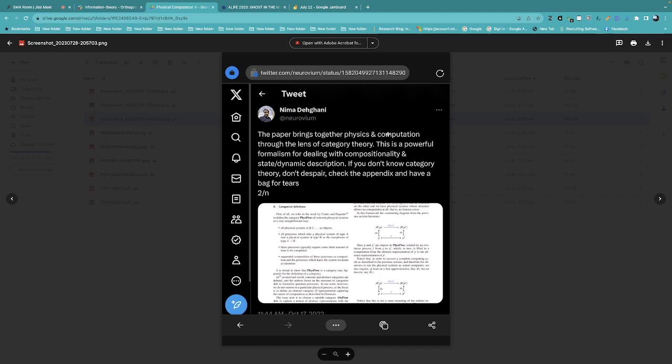This paper brings together physics and computation through the lens of category theory. Category theory is a powerful formalism for dealing with compositionality and state dynamic description. So we can not only describe compositionality, or putting pieces together into a larger whole in different orders, but also the state dynamic description, which is where we can describe states and transitions between states. And so if you don't know category theory, don't despair. Check the appendix and have a bag for tears. In other words, it's a very high bar to learn category theory. So we don't want to.